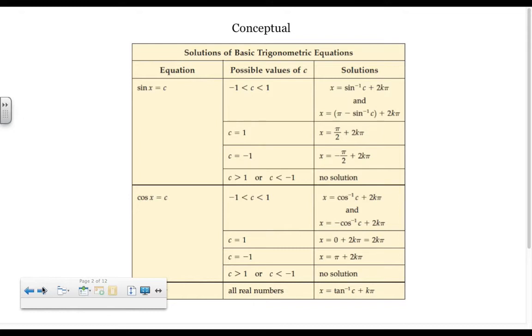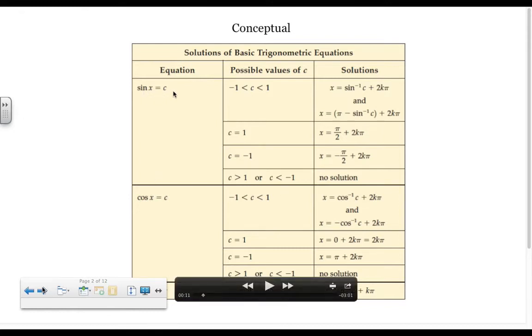It gives us all the possible solutions. So if I have a function, sine of x equals c, it gives me all the different possibilities of what c could be. C could be between -1 and 1. C could be equal to 1. C could be equal to -1. C could be greater than 1, or C could be less than -1. So this value is important, and it's going to tell us how to find the solution.